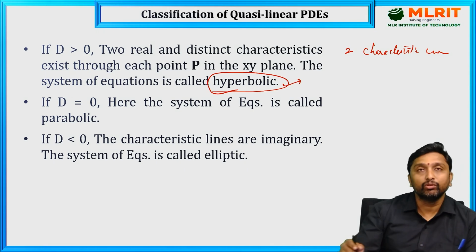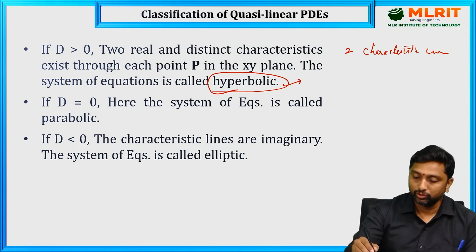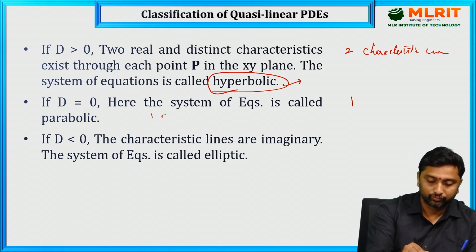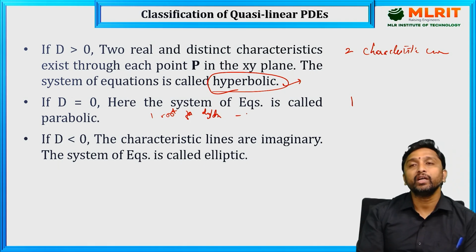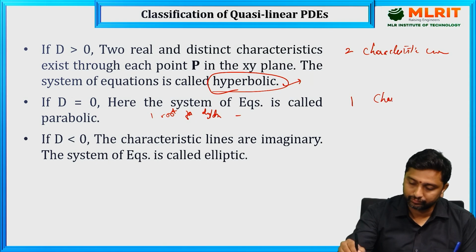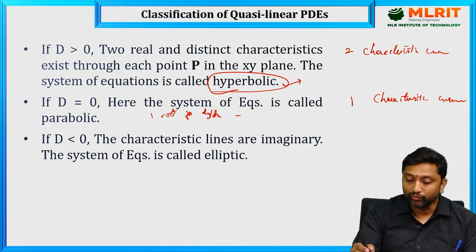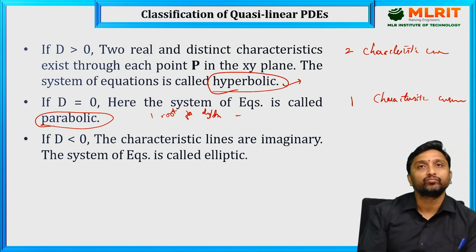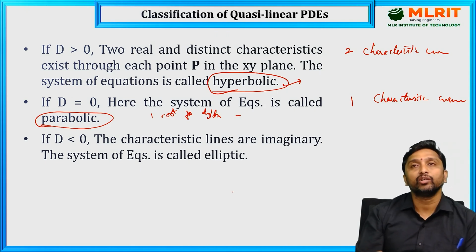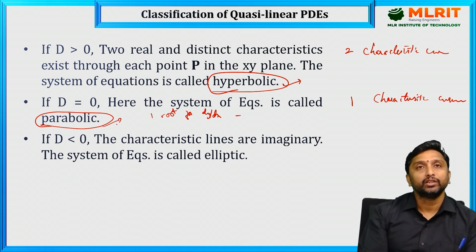Now if d is equal to 0, you have only one root for dy by dx, that is minus b by 2a. In that case you have only one characteristic curve. The system of equations which exhibit these kind of roots, we call them parabolic equations, or parabolic in nature.